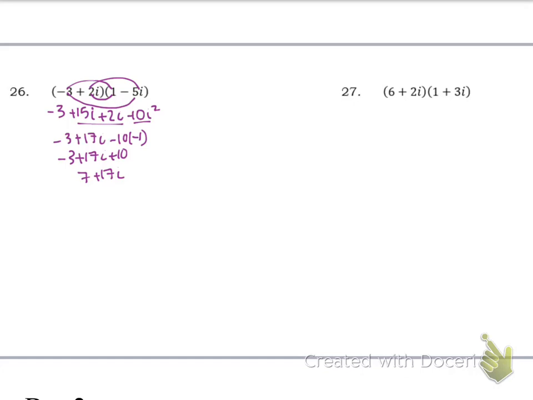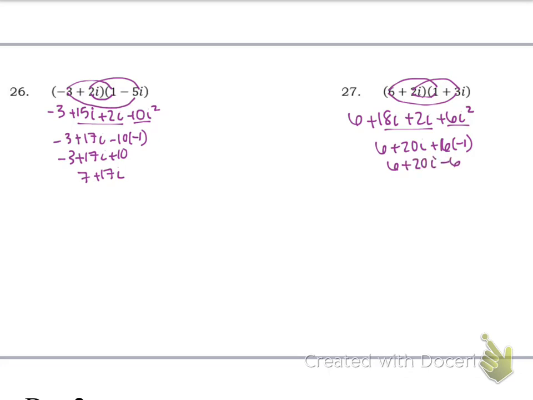Okay, my last one here, multiplication sign in the center again, so we're going to FOIL. 6 times 1 is 6. Outside 6 times 3i is 18i. Attach the i. 2i times 1 is 2i. Last 2i times 3i is 6. i times i is i squared. We get a 20i right there. And we change it to a negative 1. So 6 plus 20i minus 6. So really what we have left is 20i.